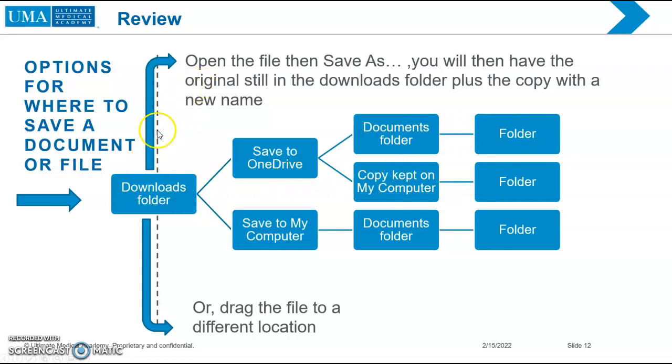An alternative to that is to open the Downloads folder in your File Explorer and drag the file to a different location. The benefit of this is that there's only one copy of the file. You've not made a duplicate by doing the Save As. So either method is fine. You can use whichever one appeals to you on a given case.